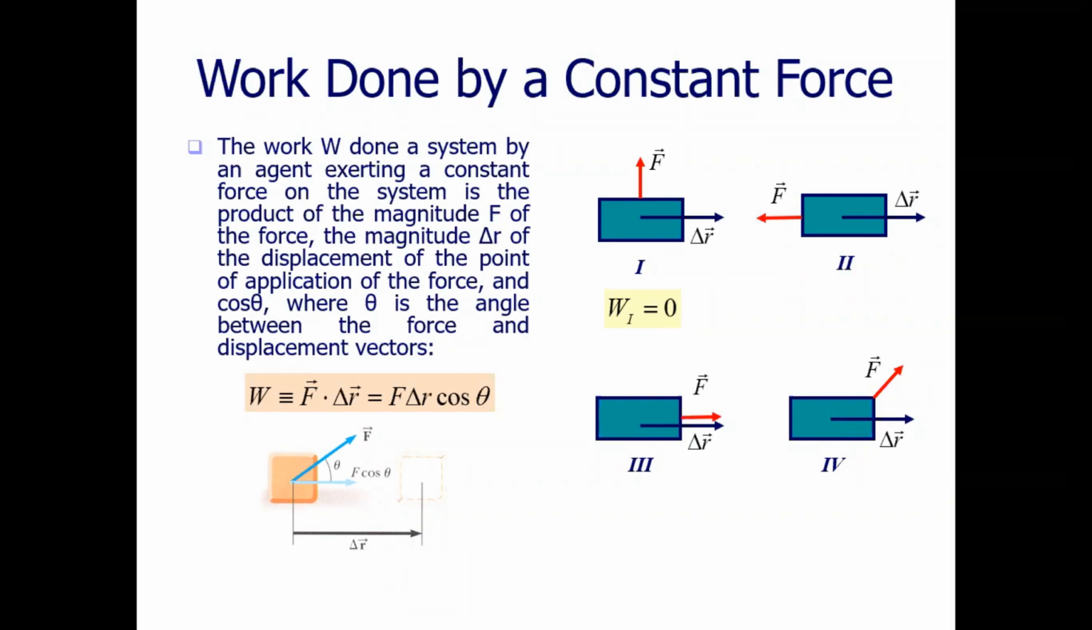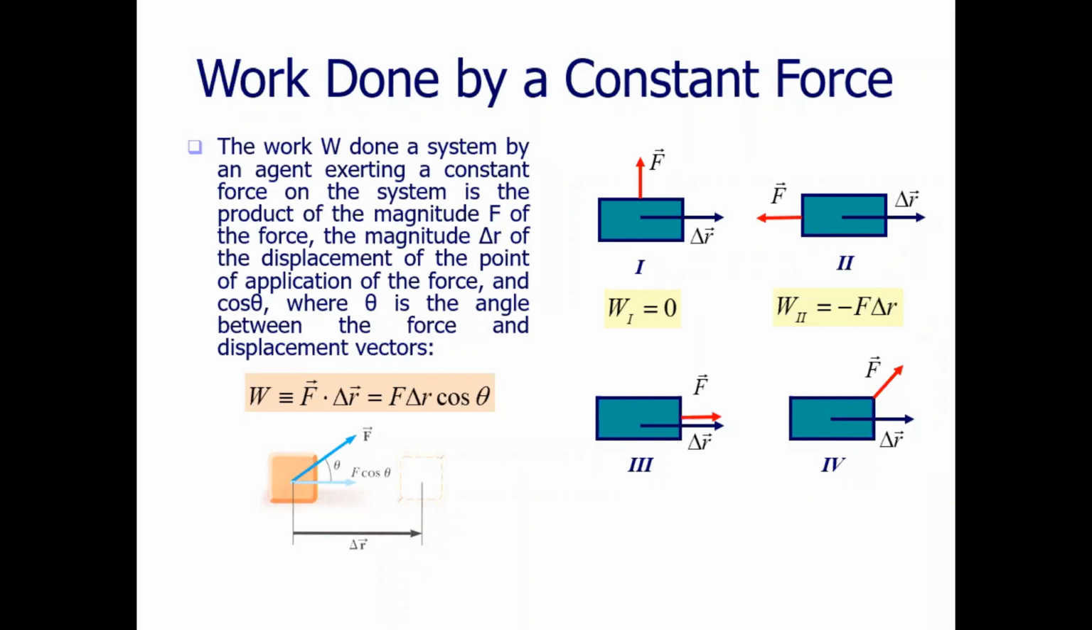It's 180. And what is cos 180? -1. So then what is the work done? It is just equal to the magnitude of the force times the magnitude of the displacement, so minus F delta R. Here we have minus F delta R because the angle there is 180. What about scenario number 3?